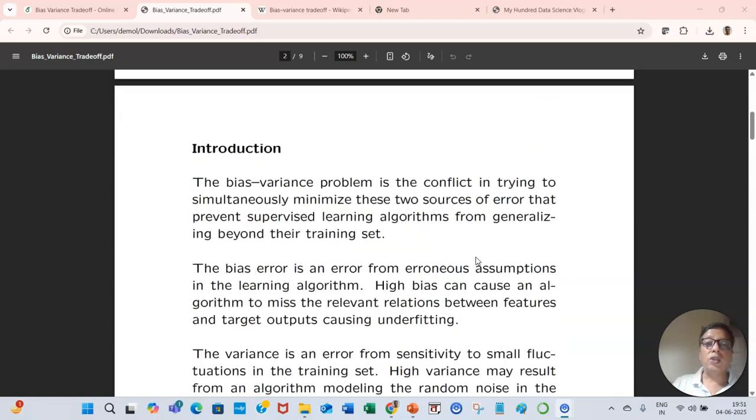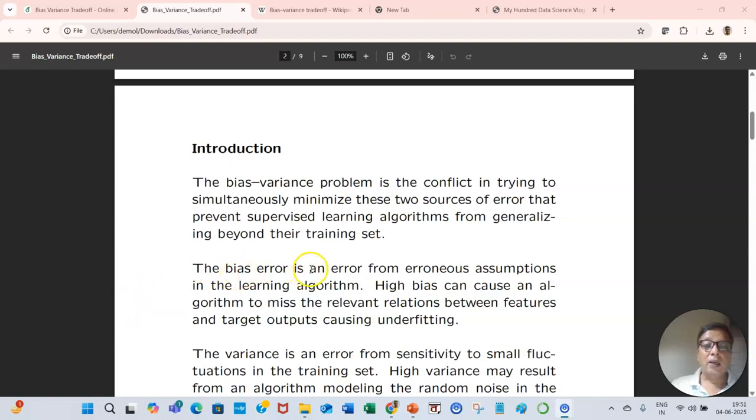The bias variance problem is the conflict in trying to simultaneously minimize these two sources of errors that prevent supervised learning algorithms from generalizing beyond their training set. So we train our learning algorithm on the training set. Now when we try to generalize it, when we try to predict based on an unknown value, which is the test data, we face errors.